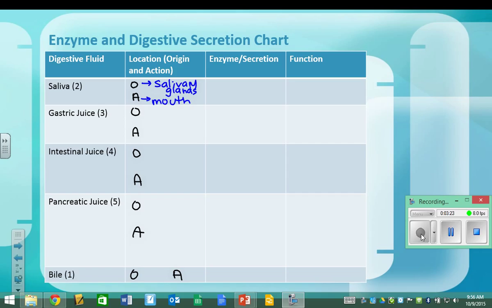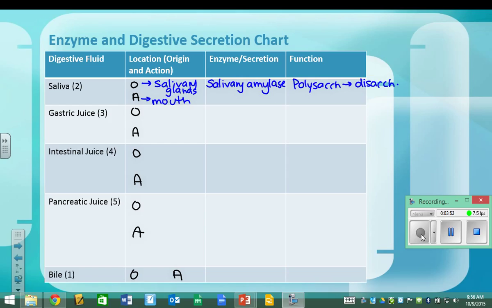Now there are 2 things that are produced in your mouth. Could anybody tell me one of these things? Sure. One of them is definitely salivary amylase. And the function of salivary amylase is to take polysaccharides and try to get them down to disaccharides, to break them up.